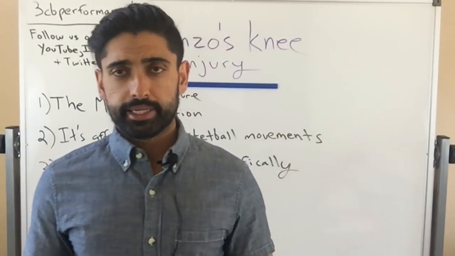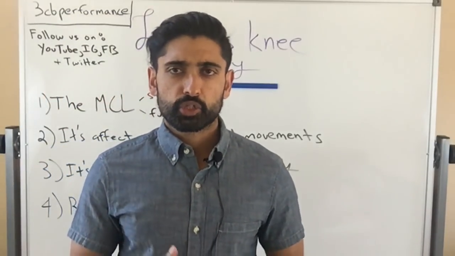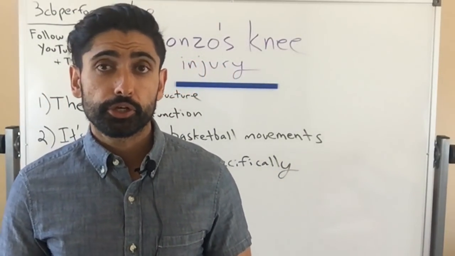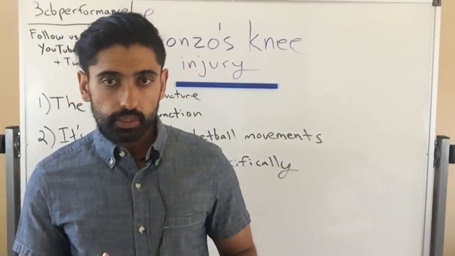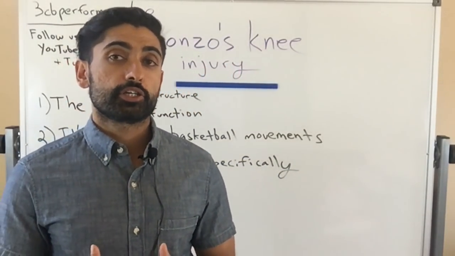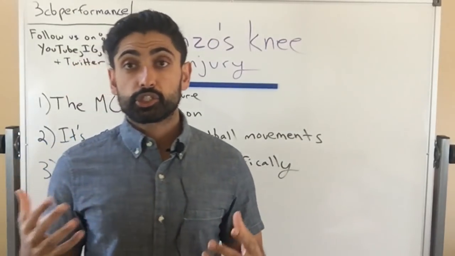A grade 1 essentially means that there's a tear of 0 to 25%. Don't let that word tear fool you. Any sprain involves a tear, okay, of your fibers. And so the first aspect to understanding the MCL is the structure.